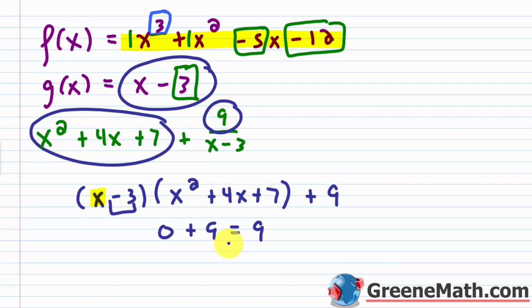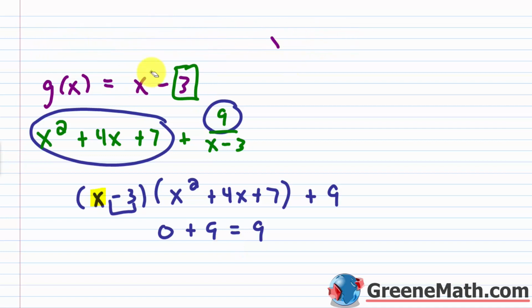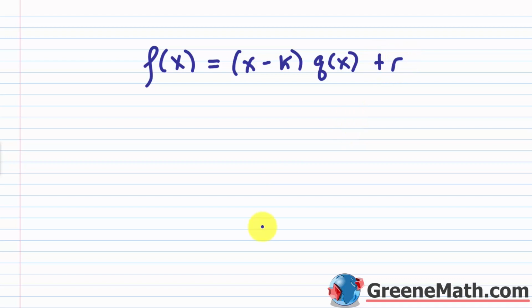So that's why this works. To get a more general view, something you'll see in your textbook, they'll write f of x equals x minus k, which is your divisor, times q of x, which is your quotient, plus r, which is your remainder. If I want to find f of k, then k minus k is 0, and 0 times whatever this is is 0. So I'm just left with my remainder r. This is why this works. If you want to find f of some number, you can just do synthetic division.